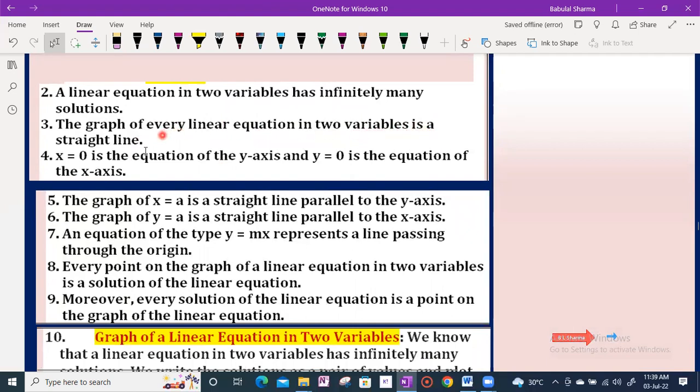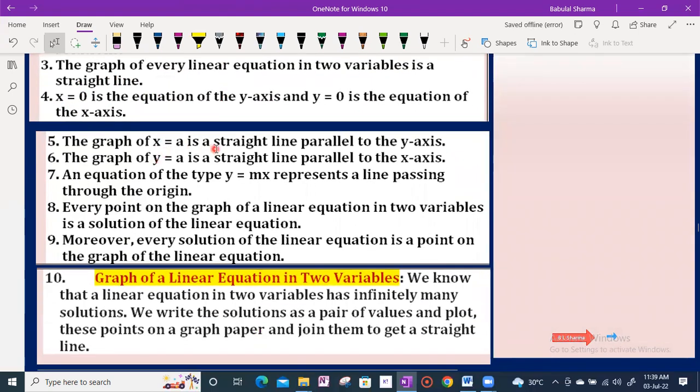We already have discussed. If x is equal to 0, whose equation is it? It is the equation of y axis, and y is equal to 0 is the equation of the x axis. When you are asked what is the equation of x axis, you have to write y is equal to 0, and the equation of y axis you have to write x is equal to 0.